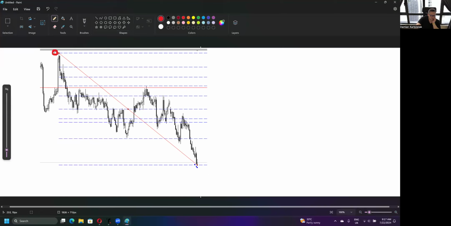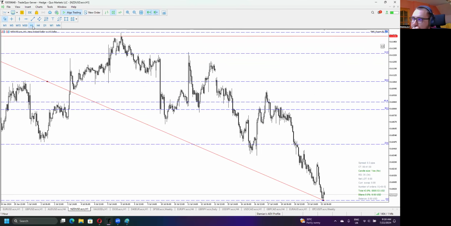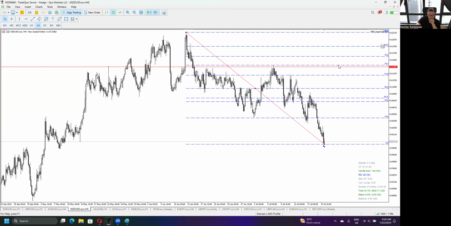Which is 0, 1, A, three waves B, and the C. Which type of the correction fits here? Speeding. Speeding correction. So 50% and 61.8.